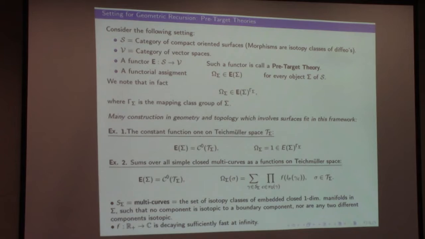So the first one is I take the vector space associated to a surface to be all continuous functions on Teichmuller space of the surface. So remember that the Teichmuller space of a surface is simply the set of diffeomorphisms phi from the surface to some Riemann surface with boundary, modulo some equivalence relation.